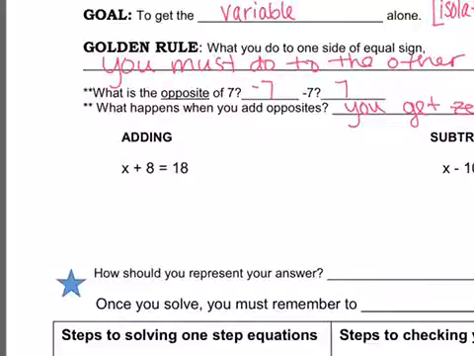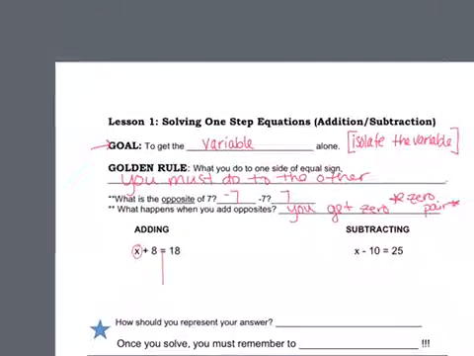So here's an example of an addition one-step equation. In any equation, the first thing I want you to always do is to circle a variable and then draw a line down from the equal sign. The reason we circle the variable is for the goal. We want to get the variable alone.